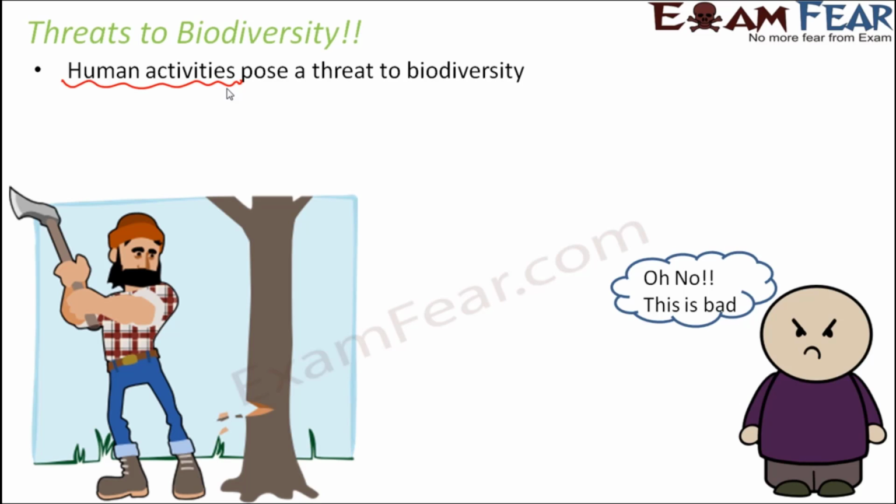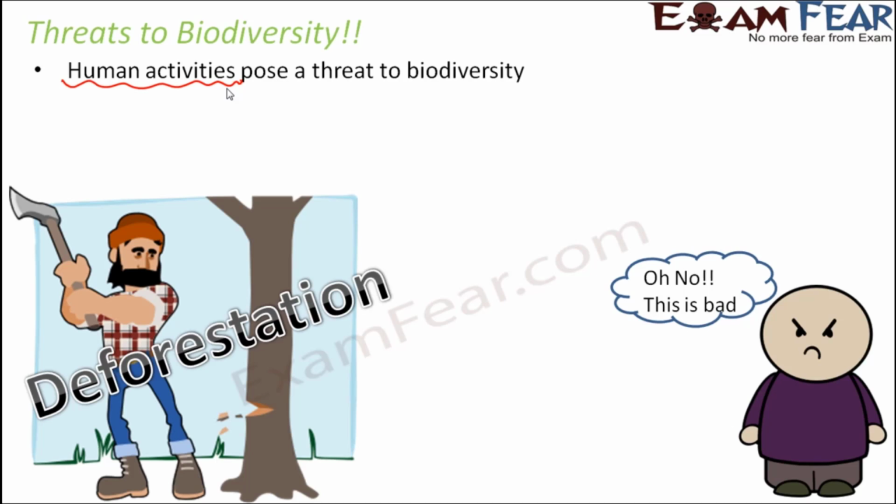And that is going to be a threat to biodiversity. So this cutting down of forests on a very large scale is known as deforestation. Deforestation is one of the most important causes which threaten biodiversity, because with deforestation we are directly cutting down the trees. So we are directly reducing the number of plants. So that is how we are impacting plants.